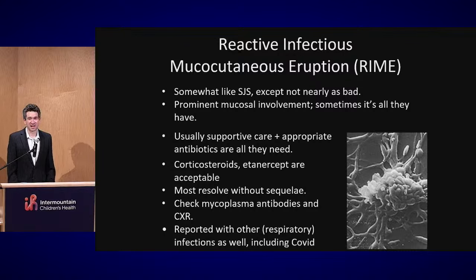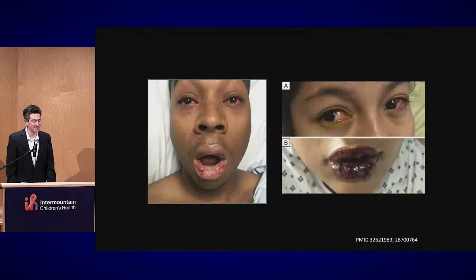Mycoplasma is still a pretty common cause, so we used to think this was due solely to mycoplasma and it had a different name, MIRM, mycoplasma induced rash and mucositis, but we've since discovered that it can occur with lots of different infections, primarily respiratory infections. So now it's called RIME. COVID can cause it too, but check for mycoplasma. And if it's there, treat it. Some more representative pictures. Any questions about RIME?